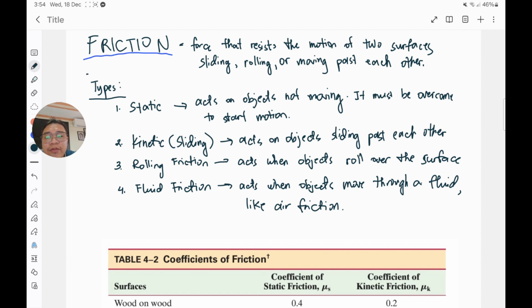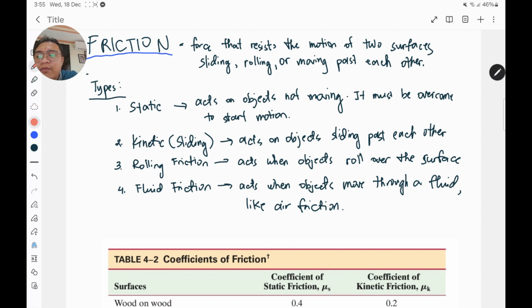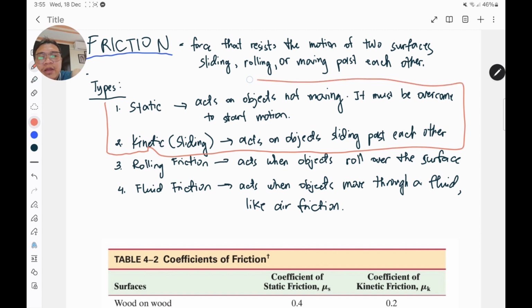Next is the rolling friction, a frictional force that acts when objects roll over a surface, like for example, a rolling ball or even a wheel. And then, last but not least, we have the fluid friction, which acts when objects move through a fluid, for example, air friction. So these are the types of frictional forces that can resist the motion of two surfaces. But in this discussion, I would only focus on two types of frictional forces in our analysis, the static friction and the kinetic or sliding friction.